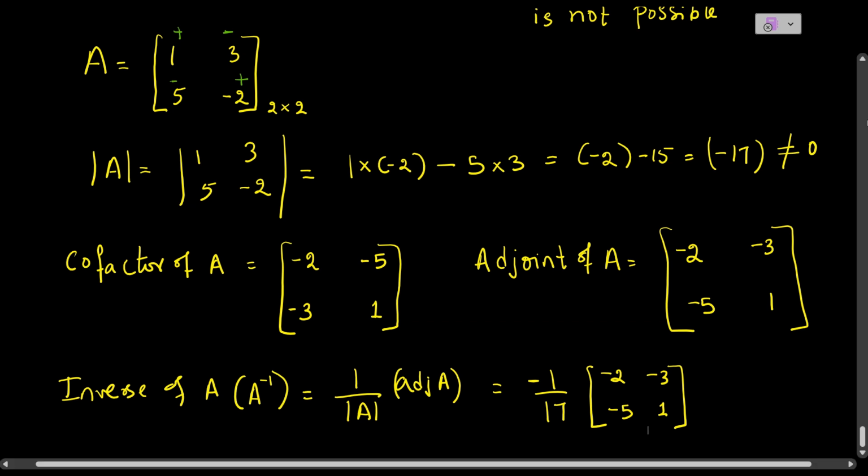Understood? First find the cofactor matrix, then find the adjoint matrix by interchanging rows and columns of the cofactor matrix, and then find the inverse of the matrix by the given formula: 1 by determinant of the matrix into adjoint of the matrix. And the determinant of the matrix, whether it is 2 by 2 or 3 by 3, should not be equal to 0. If it is equal to 0, the inverse is not possible. We cannot find the inverse for that matrix. So did you understand, students? Let us now take another example of a 3 by 3 matrix.